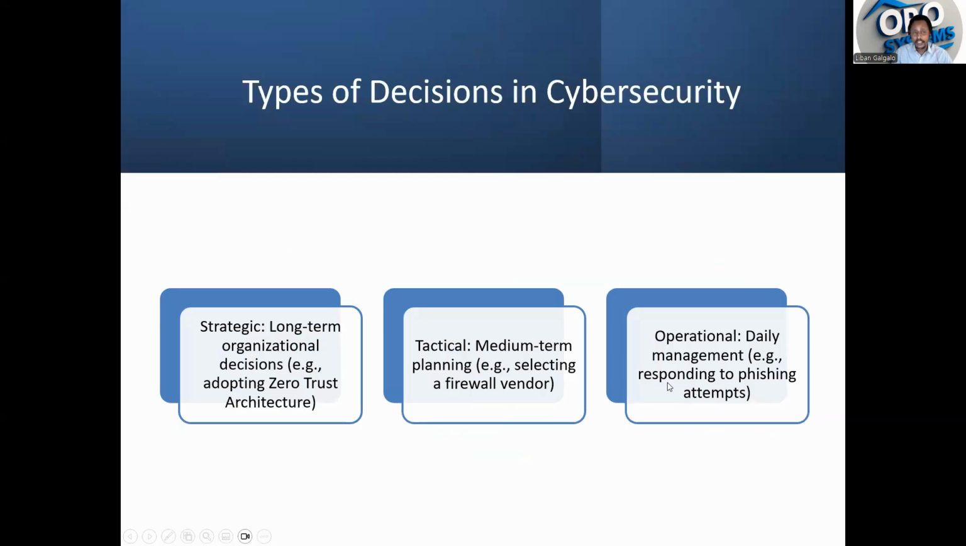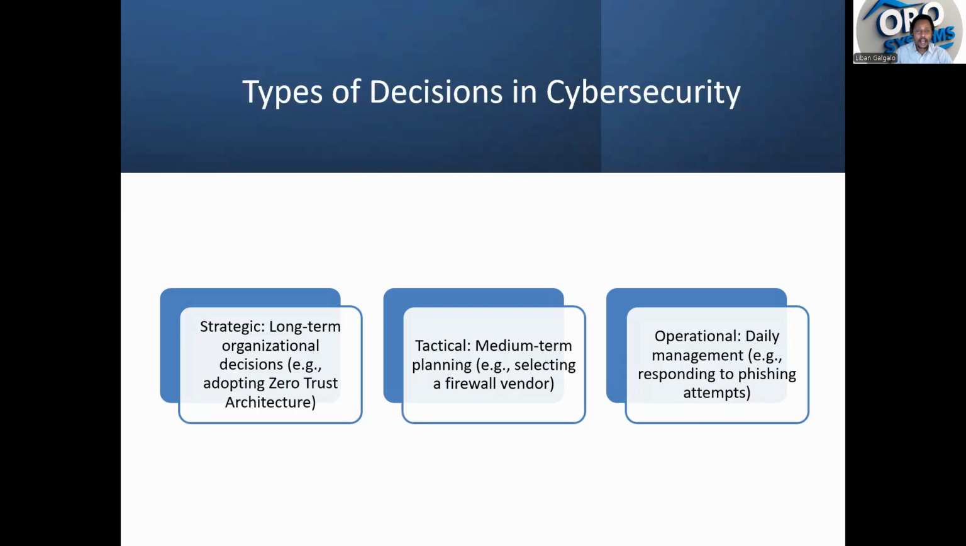Type of decision in cyber security. Like we already mentioned in the goal, there are three main types of decision. The first one is strategic, which is long term, and the second one is tactical, which is medium term, and operational, which is daily management.